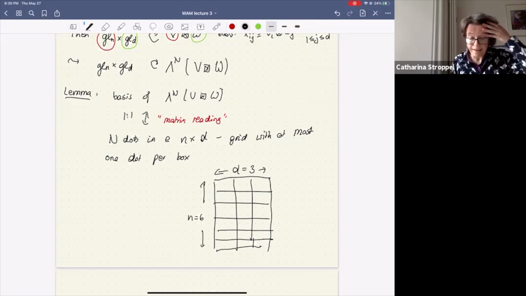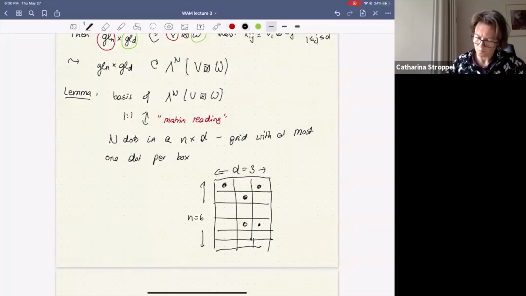And so what these n dots in a grid means: I put some dots in these boxes, and at most 1 dot in each box. But they could be empty. Something like that. And then I read from this box in a matrix way. I read some basis vector. So for instance, I start in the first column and I read from bottom to top. So there is a dot in the place 5, 1. If you think of it as a matrix, here's the spot 5, 1, and there's a dot.